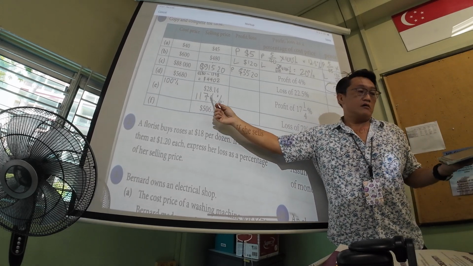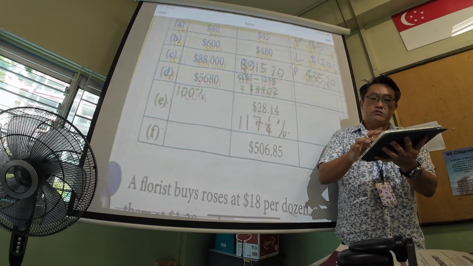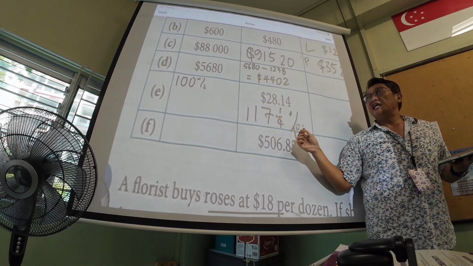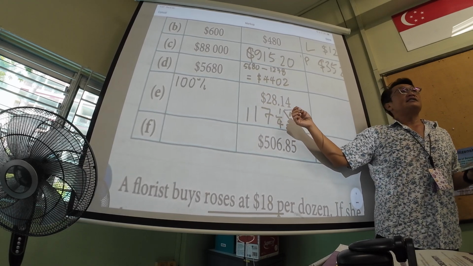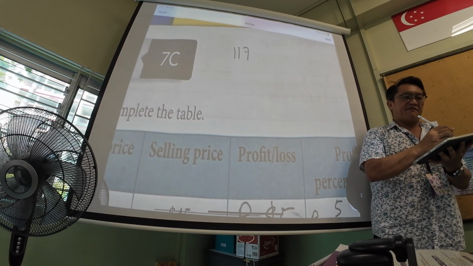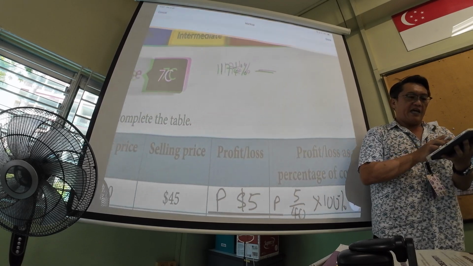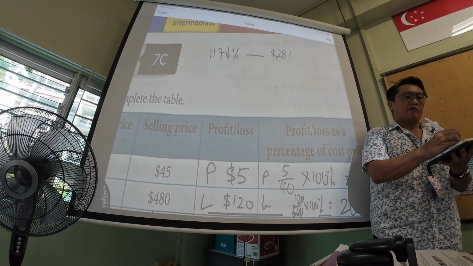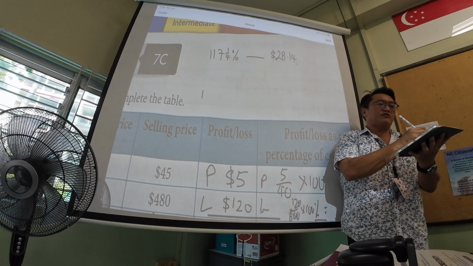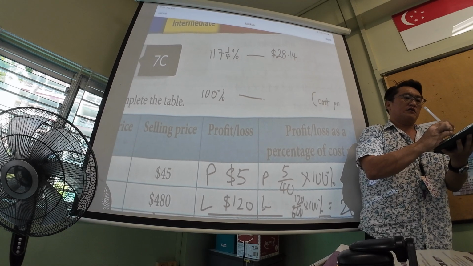From there, now I need to write something at the side. So 117.25% is $28.14. So from there, 117.25% is $28.14. So first, I can work backwards to find how much is 100%. Then I will be able to know the cost price.